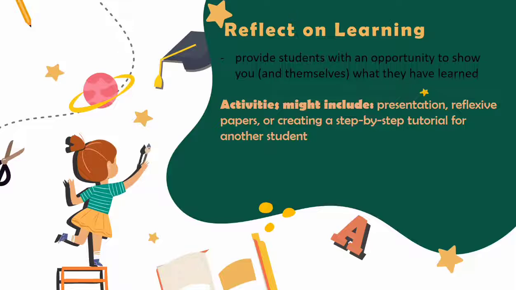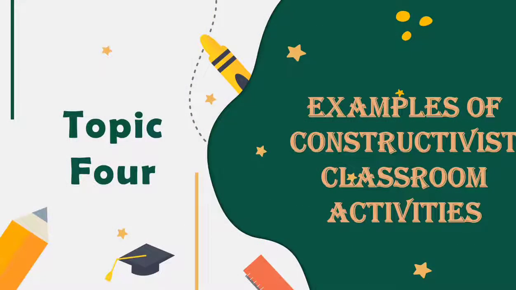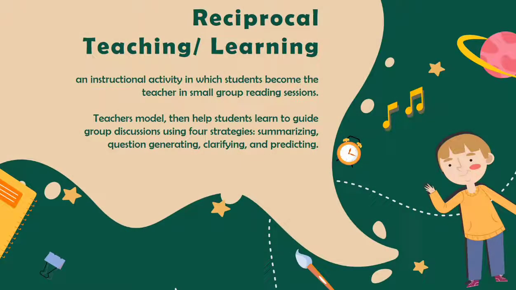And for our topic 4, examples of constructivist classroom activities. First is reciprocal teaching or learning. In reciprocal teaching, pairs of students teach each other. It is also an instructional activity in which students become the teacher in small group reading sessions.